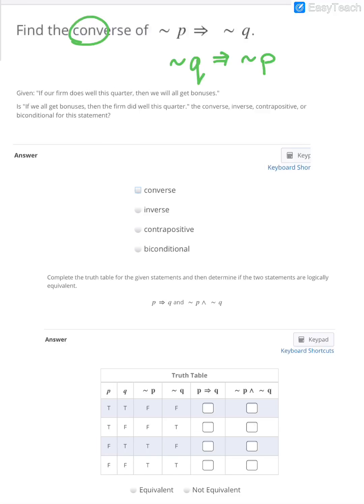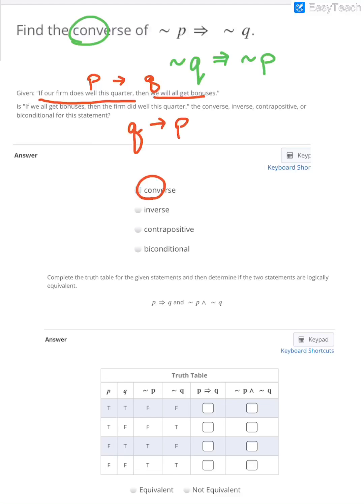All right, in my next example, it says we are given the statement, if our firm does well this quarter, so we can think of that as our P statement, then we will get bonuses, so that's our Q. So then they give me the statement, if we get bonuses, so that's pulling the Q to the front, then the firm did well this quarter. So again, that switched the order, which is what con means, to switch, and we didn't negate them, we're just switching the order, so that would be the converse.